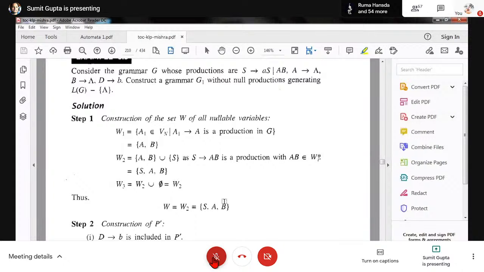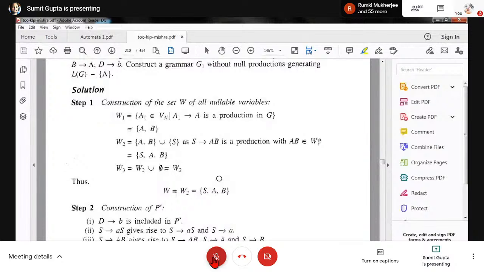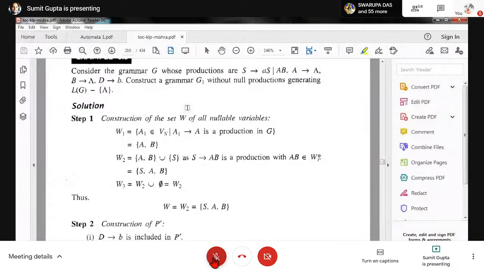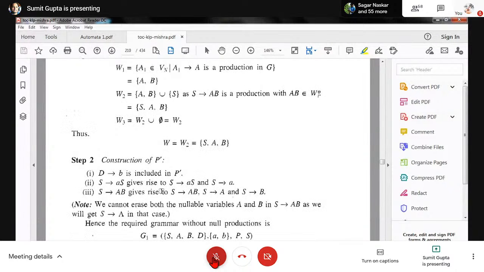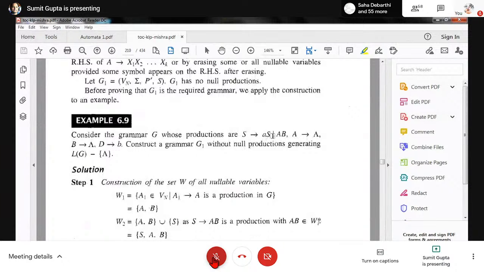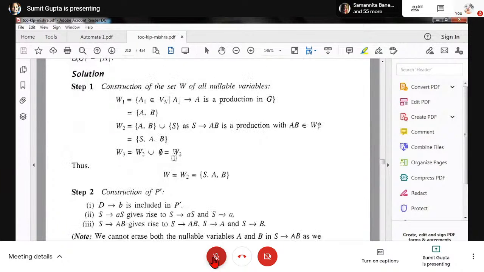Next up, once the nullable variable set is formed, we have to modify our given production set. If it is capital P, we have to form P star or P dash. So see which productions are there: S gives AS or AB, A gives null, B gives null, D gives AB. A gives null and B gives null are straight away rejected, removed from there. But let's see for the others. Now D gives B is included in P dash.